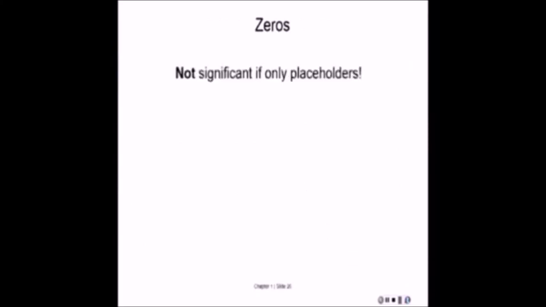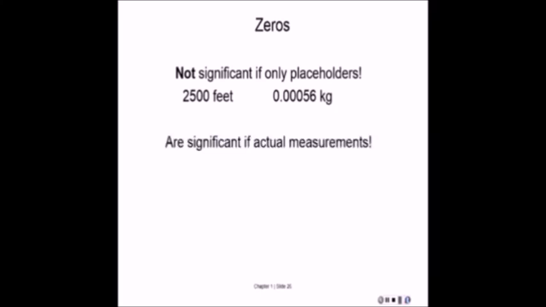Just to review with the zeros, they're not significant if they're only placeholders. And here are the examples where they're not significant. When they end the number but there's no decimal point, or when they begin a number, they're not significant. Zeros are significant if they're actual measurements. And here are the examples. If you have zeros with a decimal point, these zeros are significant, or a zero trapped between non-zero digits.